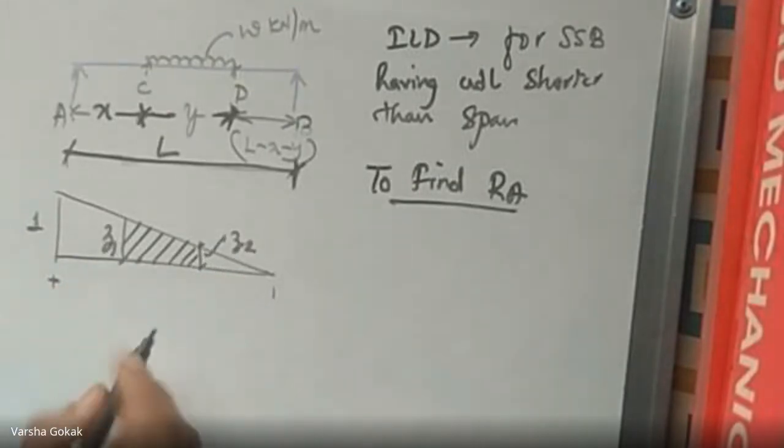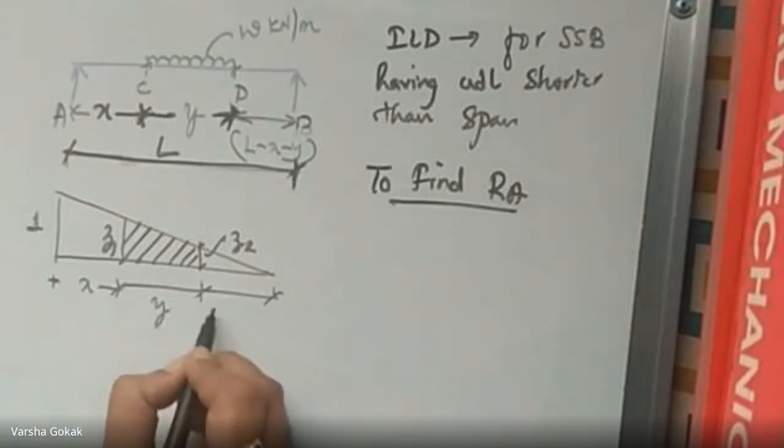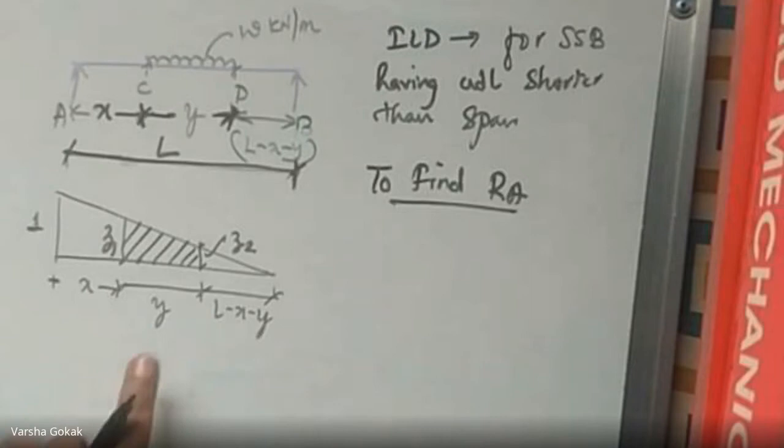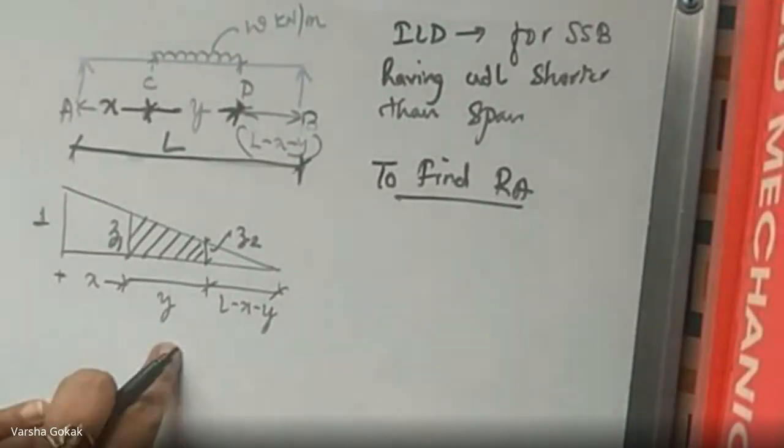To calculate Z1 and Z2, let us mark the distances. This is X, this is Y, and this is L minus X minus Y. So how do I get Z1 and Z2 now? We get Z1 and Z2 using the similar triangle.